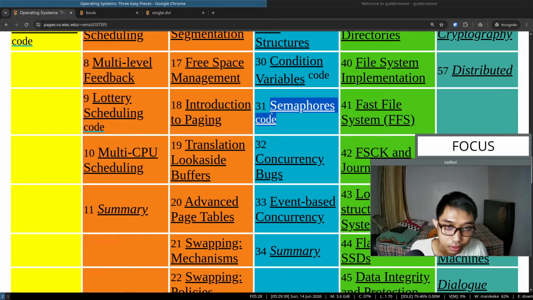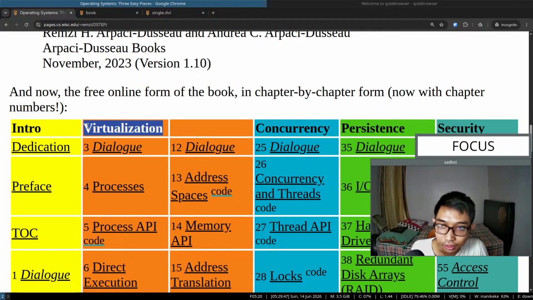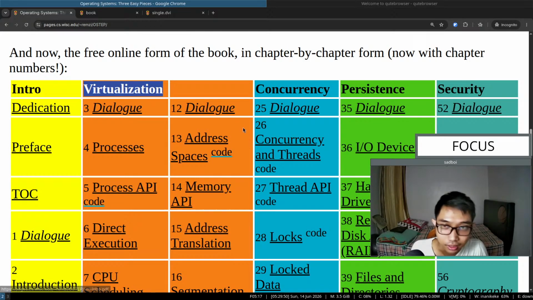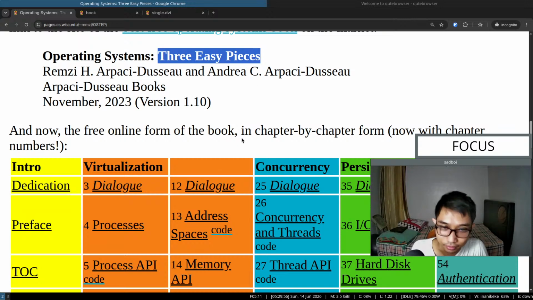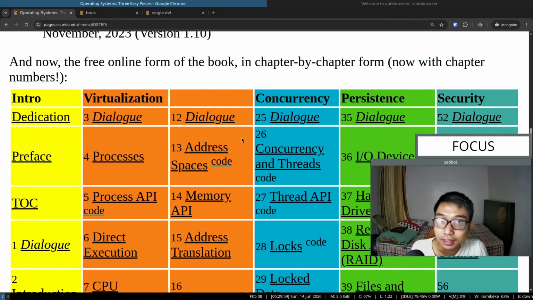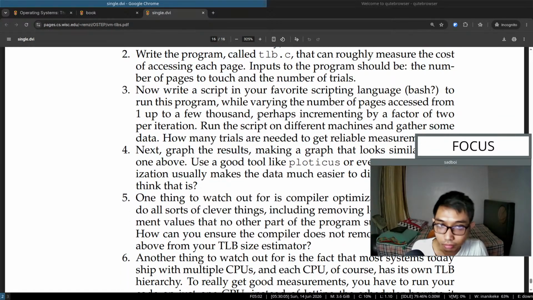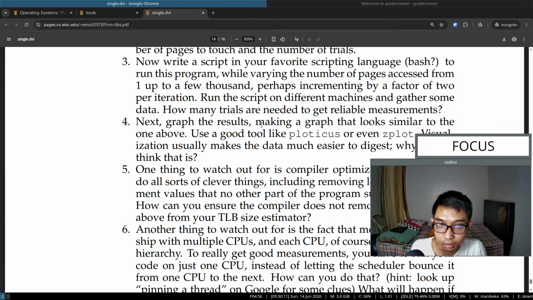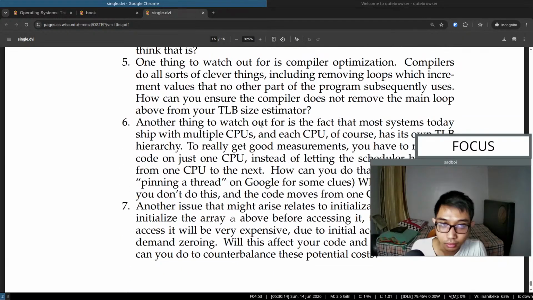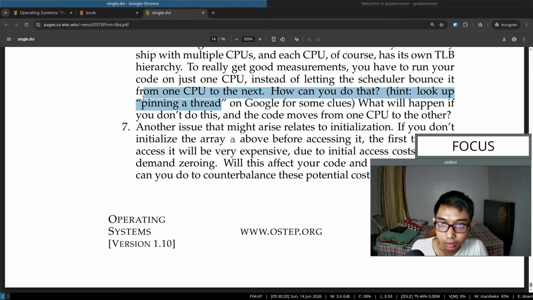Oh yeah, maybe this one. I haven't gotten into this one. I'm still in the virtualization here, the memory virtualization piece, right? From three easy pieces. I'm kind of curious. And this, pinning a thread.